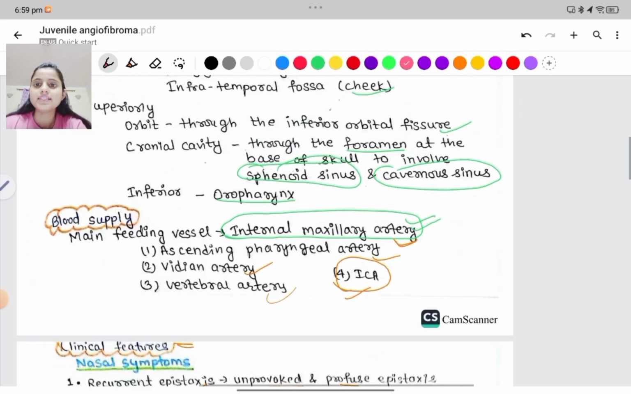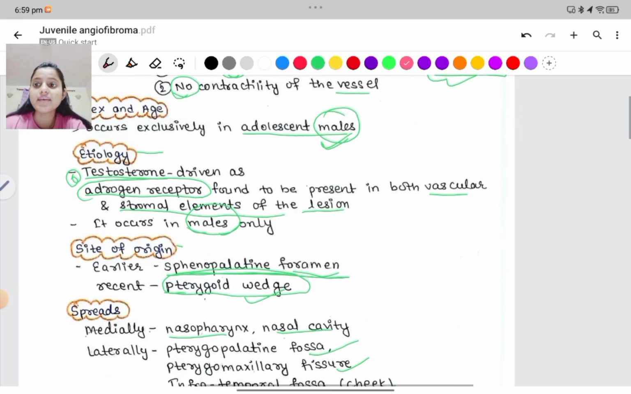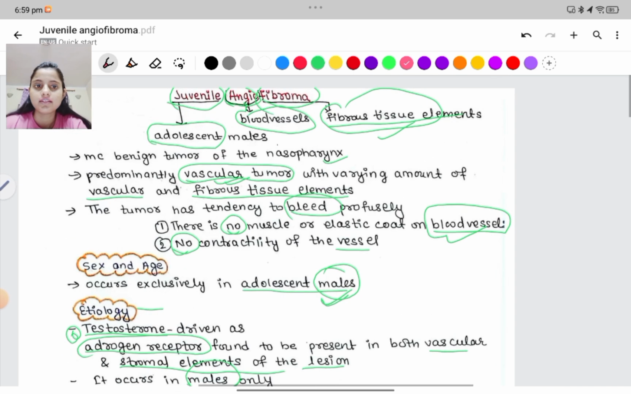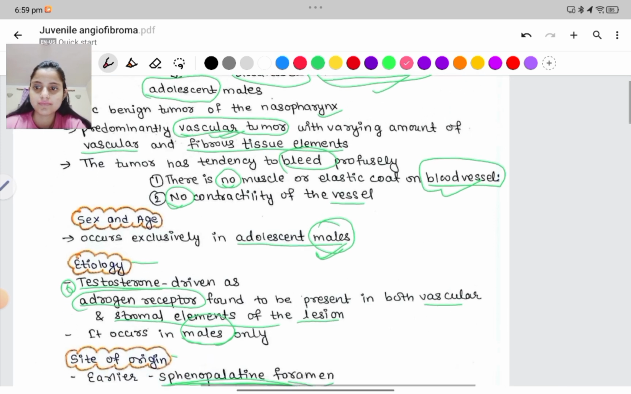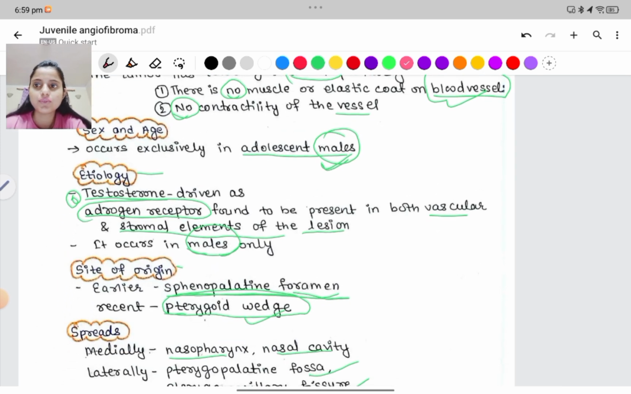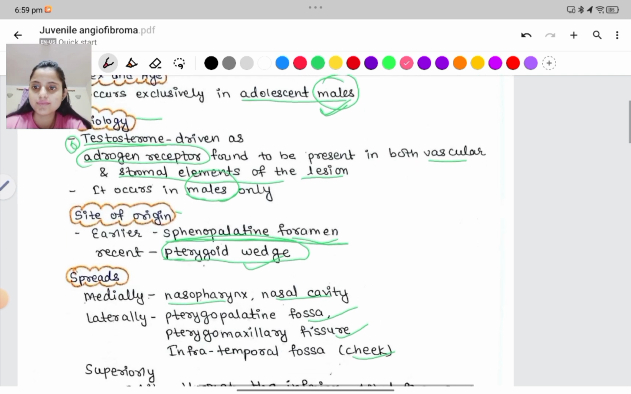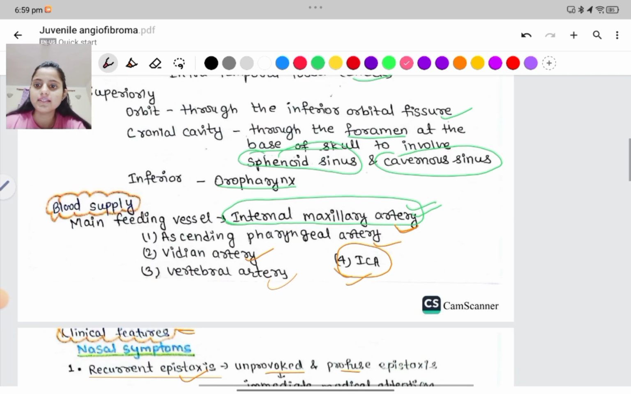So basically, juvenile angiofibroma is a vascular tumor of the adolescent male with recurrent profuse epistaxis. It occurs in the adolescent male and is testosterone driven, so it occurs exclusively in males. It occurs in the pterygoid vase. Earlier it was thought to occur in the sphenopalatine foramen. How it spreads. Its main feeding vessel is the internal maxillary artery.